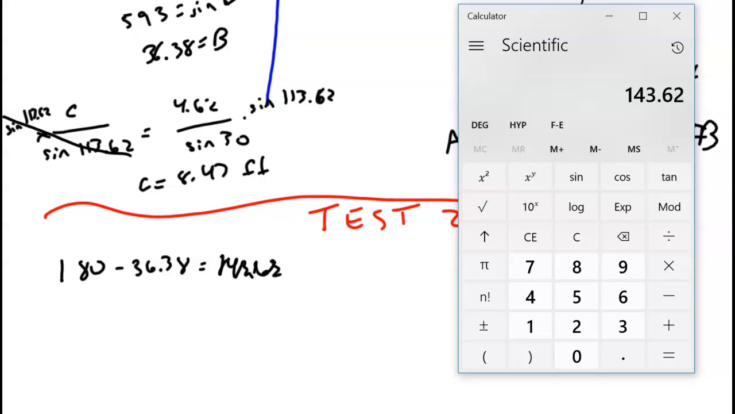Uh-oh, my pen's gone wackadoodle again. Try to see what I can get here.